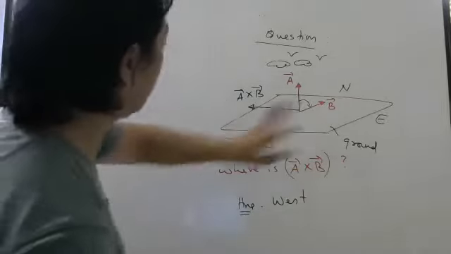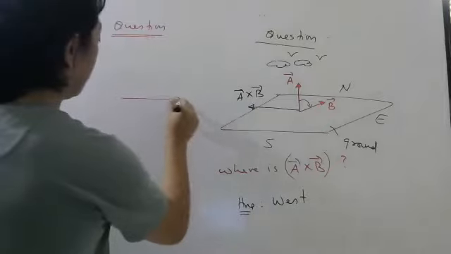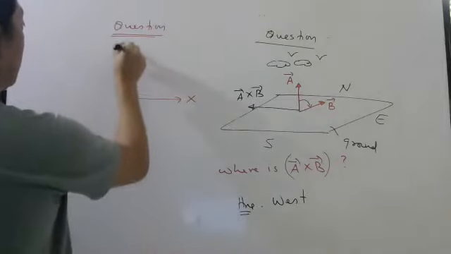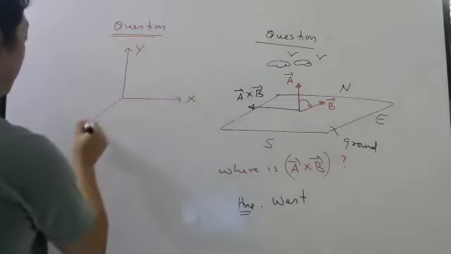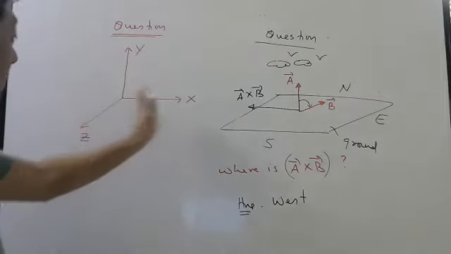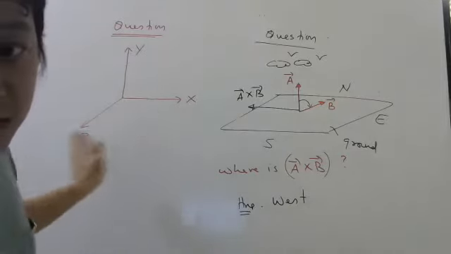Okay, try this one now. Let us say this is X, this is Y, this is Z. So Z is out of the board.